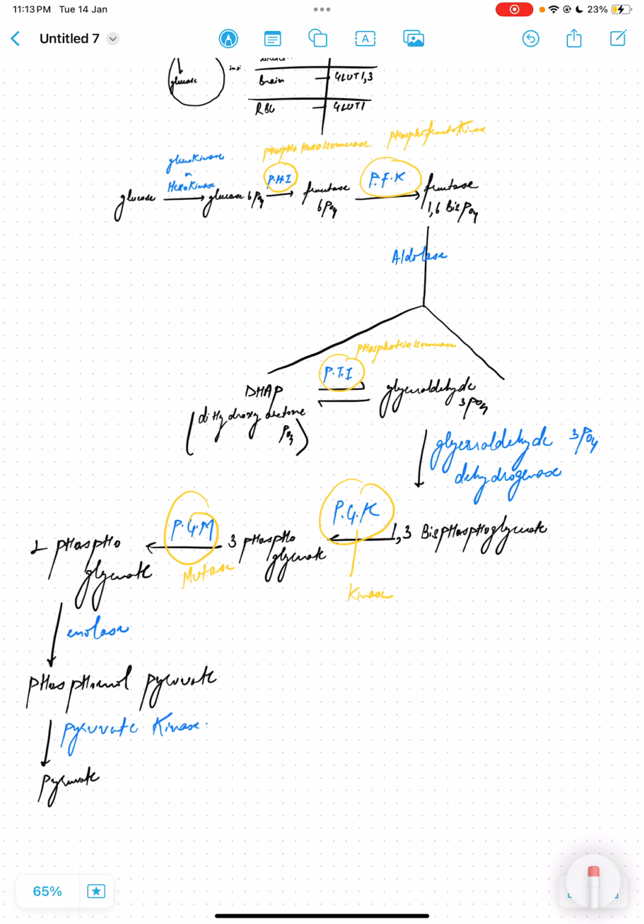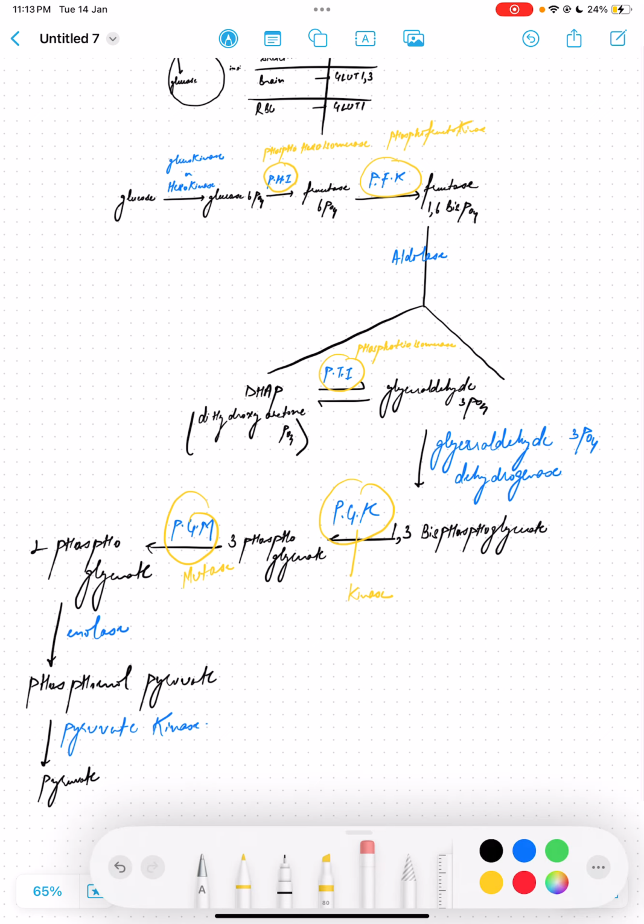Fructose 6-phosphate is converted to fructose 1,6-bisphosphate. Then it divides into the two parts, DHAP and glyceraldehyde 3-phosphate. Then it goes on to 1,3-bisphosphoglycerate, then 3-phosphoglycerate, 2-phosphoglycerate, then phosphoenol pyruvate, and then converts into pyruvate, and then you learn about the enzymes.